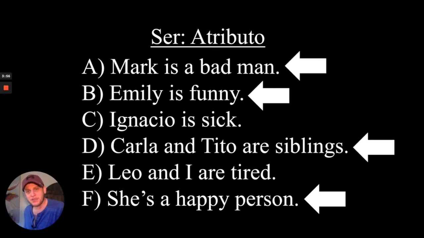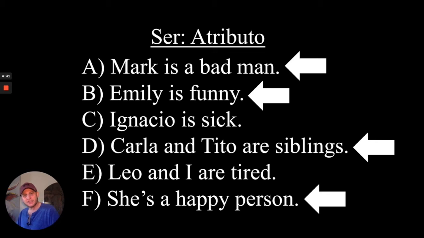The next one, Emily is funny. Well, here I am describing an attribute of Emily. Okay, I'm not saying that she's being silly right now. I'm saying that she is a funny person, describing her identity, her attributes. In contrast, on letter C, Ignacio is sick. Well, here I'm describing his status, how he is doing in the moment, what he's like right now. Versus, I'm not saying he's a sickly human being. I am saying that he is, at the moment, a sick person.